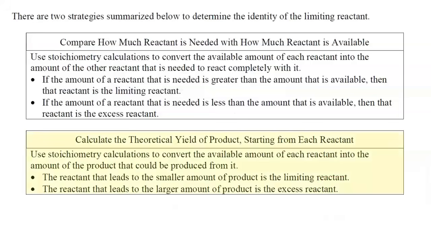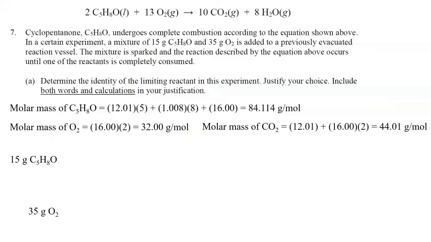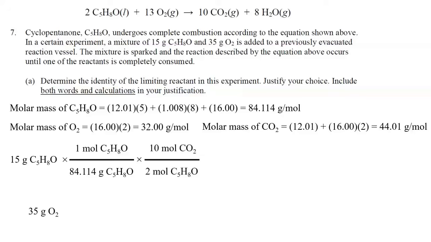The other strategy is to convert each reactant into product and see which one is a smaller amount, or which one produces a smaller amount of product. So I'll convert each of them into one of the products. I'll pick CO2. CO2 has a molar mass of 44.01 grams per mole. So first, grams to moles of cyclopentanone, and then from moles of cyclopentanone to moles of CO2 using the coefficients, and then using the molar mass of CO2, I convert to grams. So that number is 39.24 grams of CO2.